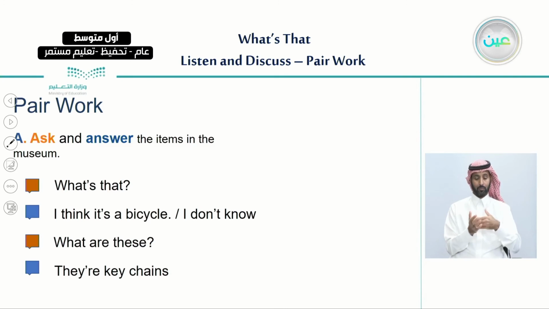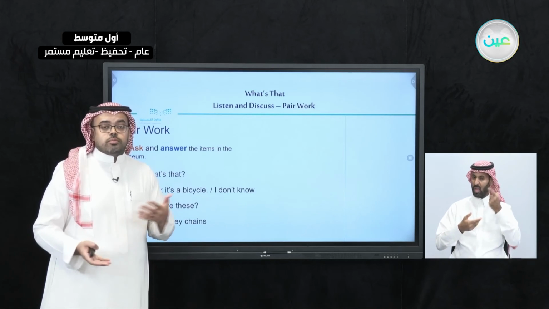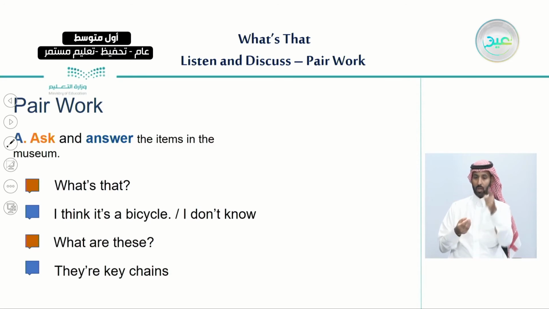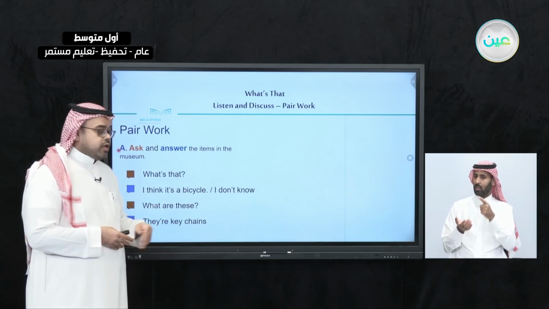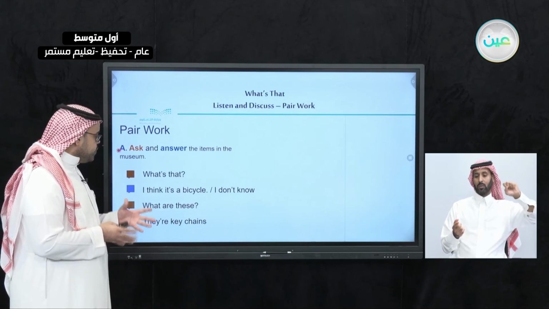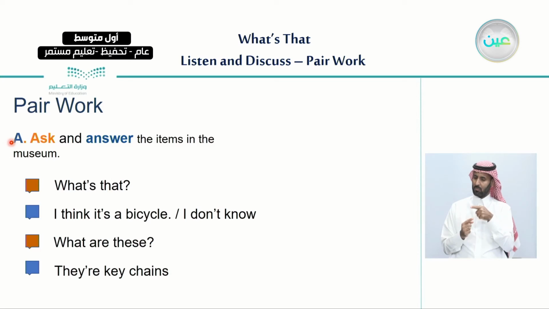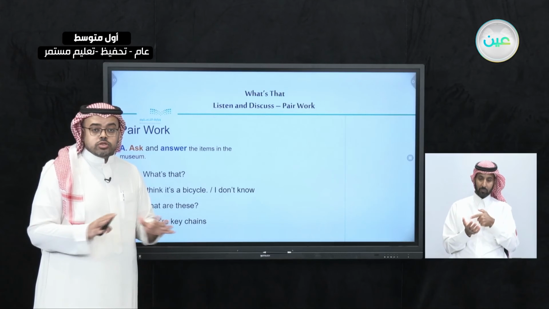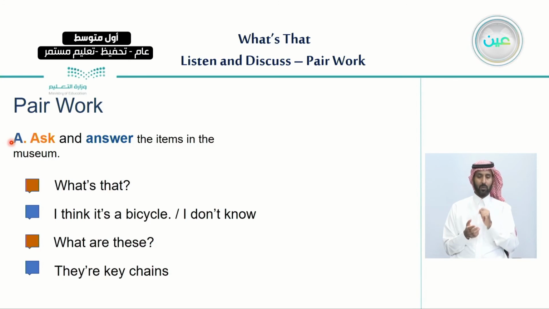Now, the last part of our lesson today, we're going to talk about the pair work. This pair work will help you form questions when you visit any museum next time. When you see an object that you don't know and you want to get to know it, you can point and ask a question like, what is that? And if you're not sure, you can give a guess, for example, I think it's a bicycle, I think it's a calculator. So if you're not sure, you can begin your answer with I think. And if you don't know, you can simply say I don't know.